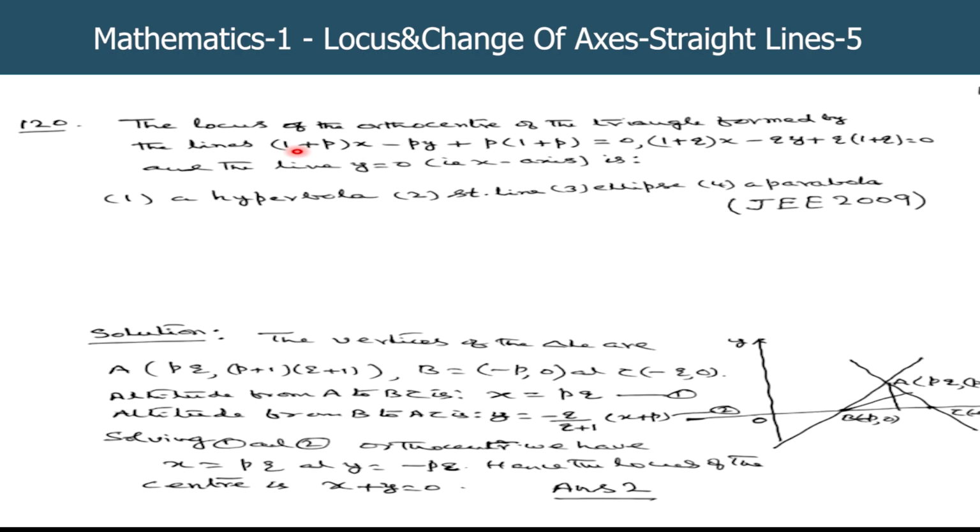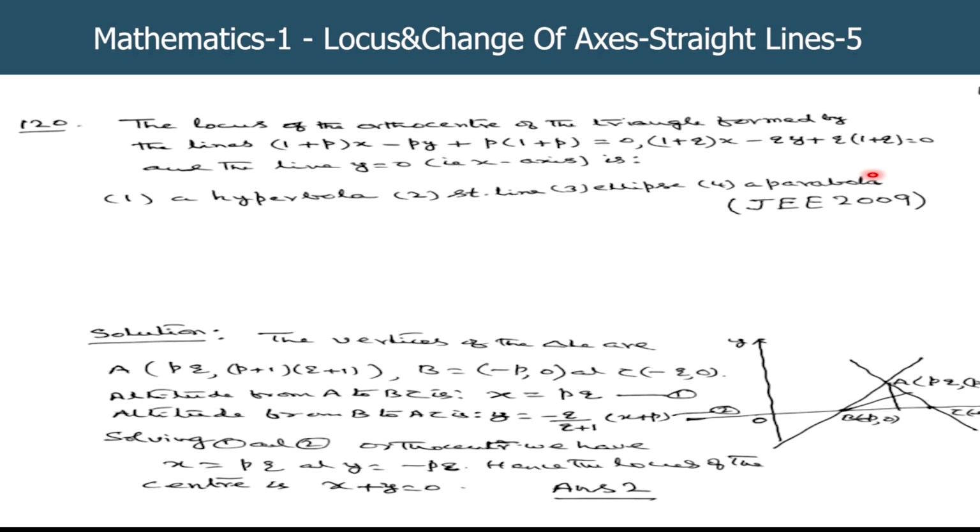120. The locus of the orthocenter of the triangle formed by the lines 1 plus p into x minus py plus p into 1 plus p equal to 0, and 1 plus q into x minus qy plus q into 1 plus q equal to 0, and the line y is equal to 0, means x-axis, is: 1, a hyperbola; 2, a straight line; 3, an ellipse; and 4, a parabola. This of course was asked in JEE 2009, because it's a locus problem and also a simple problem. So that's why I included this problem itself.